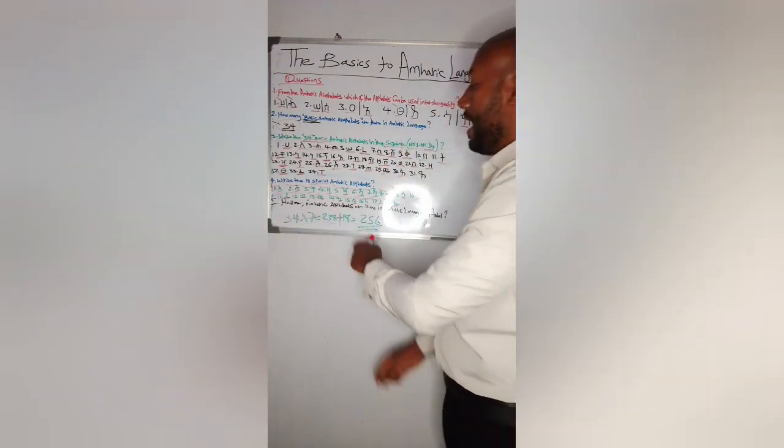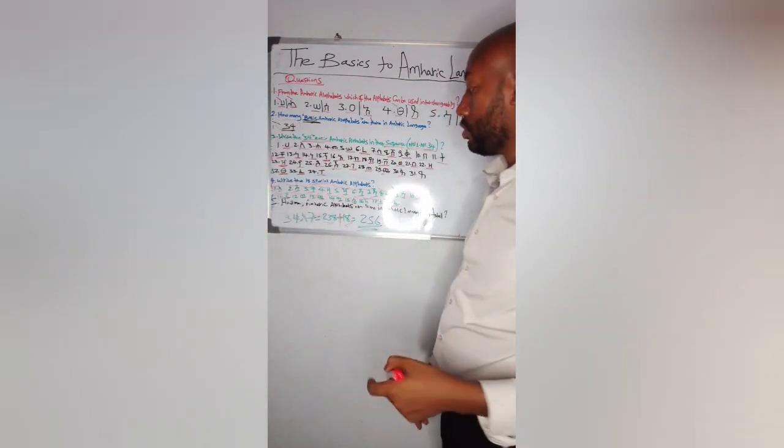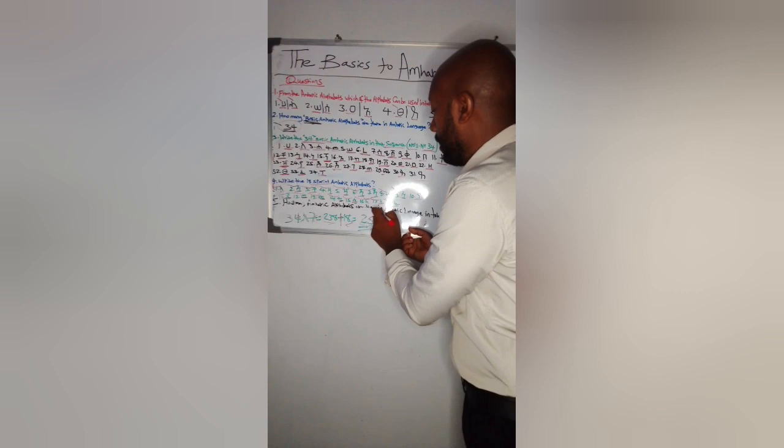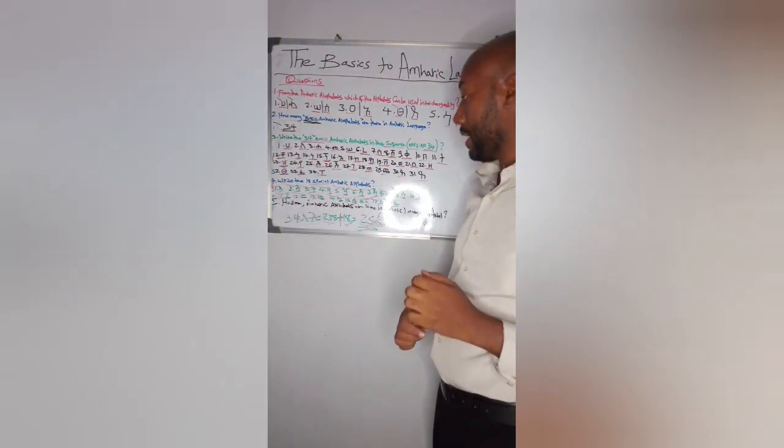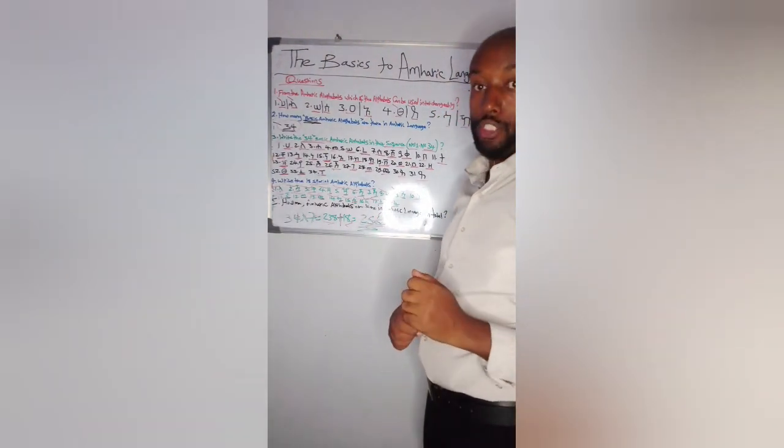Also, there are 18 special Amharic alphabets. So in total, there are 256 Amharic alphabets in the Amharic language. Okay, we'll see the next one.